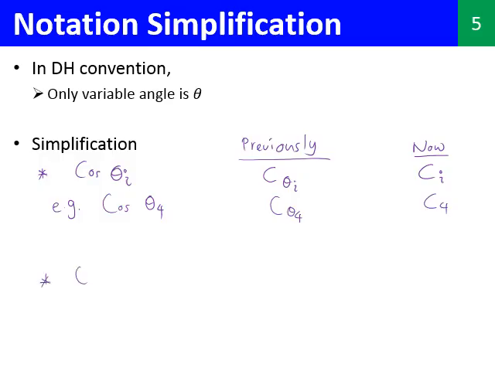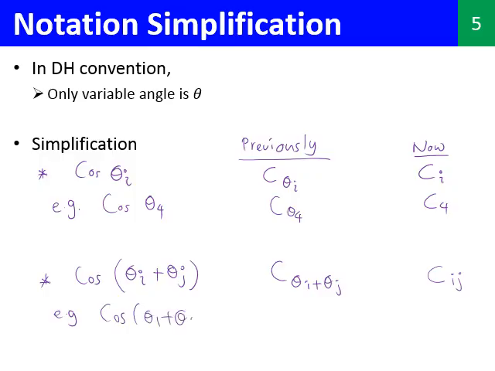And we can also consider cos theta i plus theta j. Previously it was c theta i plus theta j, and now we will just use cij. For example, if we have cos theta 1 plus theta 2, then this is going to be c theta 1 plus theta 2 previously, but now it's going to be just c12.